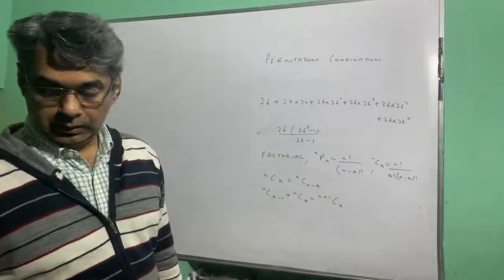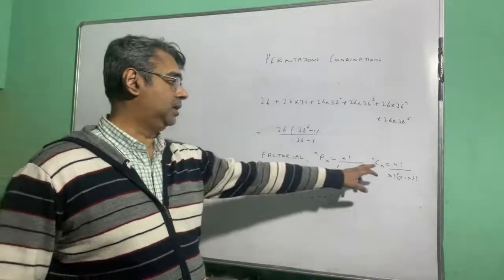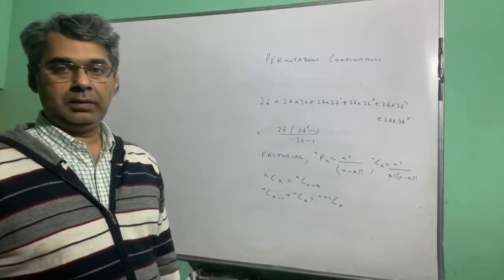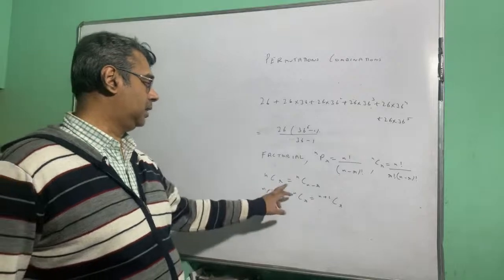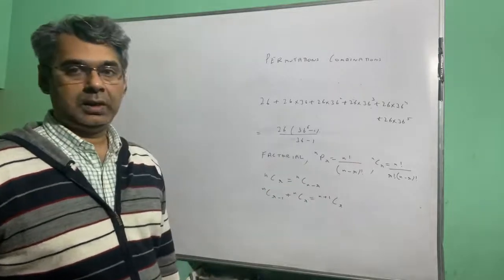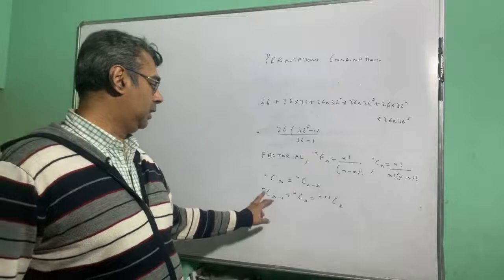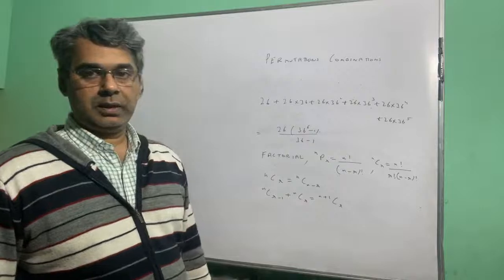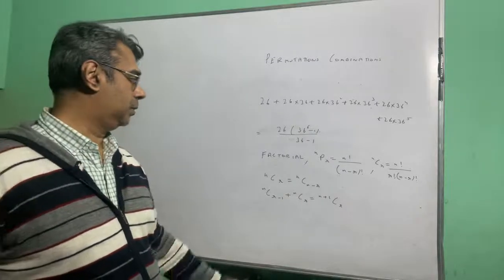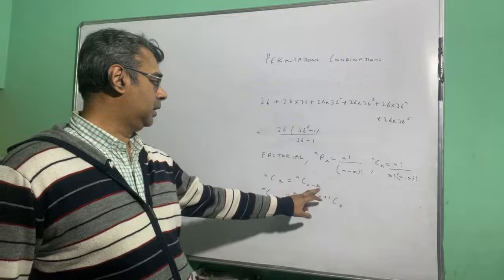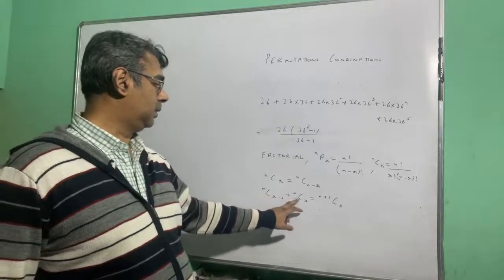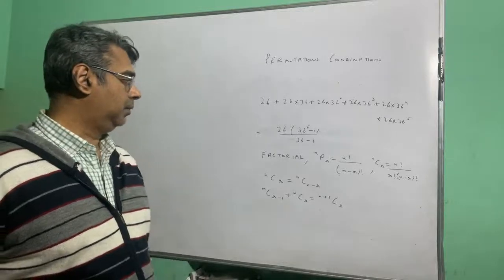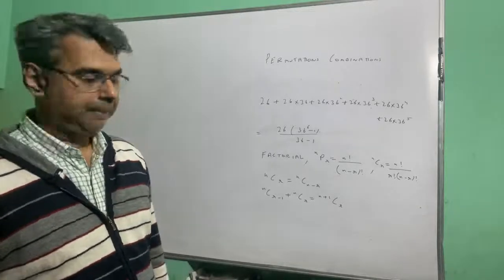Okay, now regarding this NCR, it has got two main formulas. One is that NCR is equal to NC n minus r. The other is that NCR minus 1 plus NCR is equal to n plus 1 CR. So these are the two main formulas of combination.